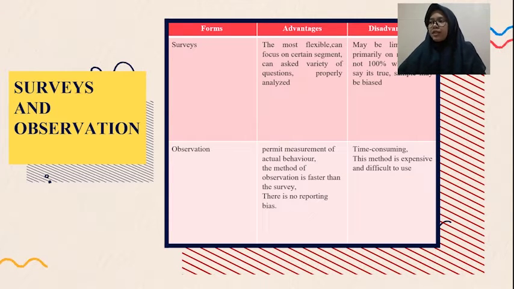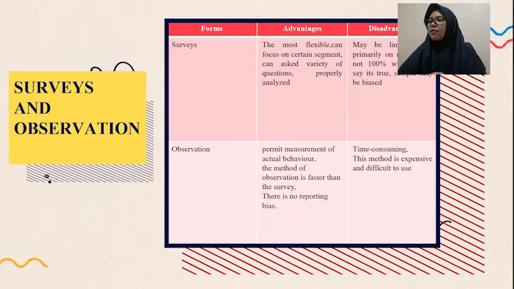Surveys have many advantages. They are the most flexible, can focus on certain segments, can ask a variety of questions, and can be properly analyzed. The disadvantages are that they may be limited, rely primarily on respondents, what people say is not 100% true, and the sample may be biased. Observation has many advantages, like permitting measurement of actual behavior.